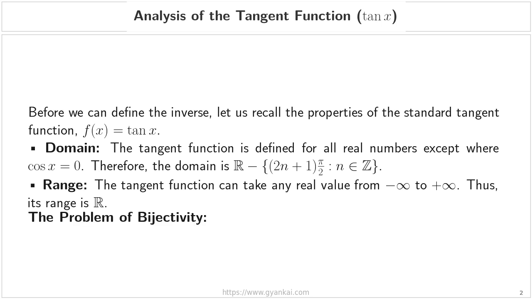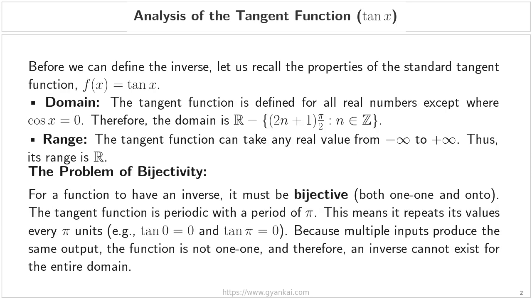Now, we must address a critical conceptual hurdle, the problem of bijectivity. For a function to possess an inverse, it must be bijective, which means it must be both one-to-one and onto. However, the tangent function is periodic with a period of pi. This implies that the function repeats its output values every pi units. For instance, the tangent of 0 is 0, and the tangent of pi is also 0. Because multiple different inputs produce the exact same output, the function fails the one-to-one requirement. Consequently, an inverse cannot exist for the function across its entire domain.